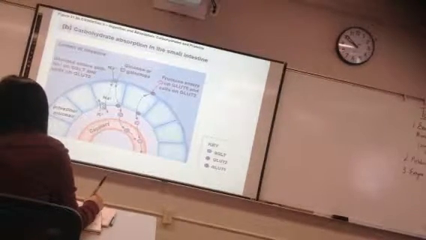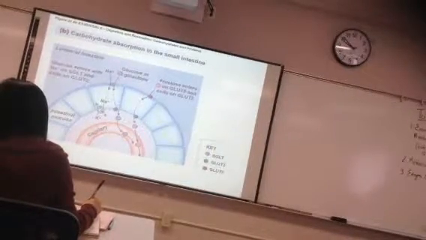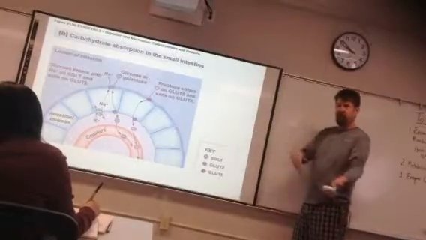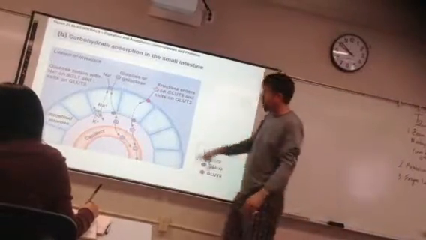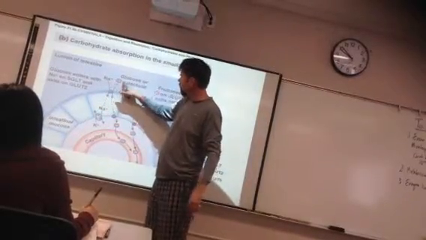The energy could be ATP. We call that primary active transport. Or it could be co-transport with something else. Diffusion could provide the energy to do it. So here's a glucose transporter right here. This is a sodium glucose transporter.